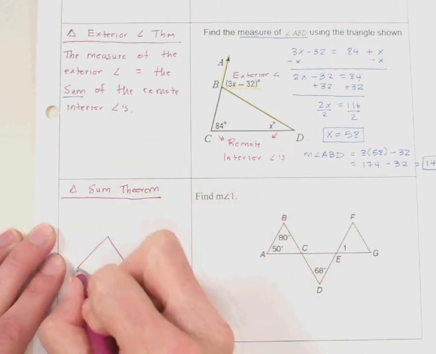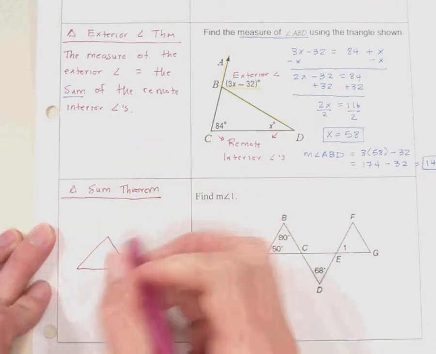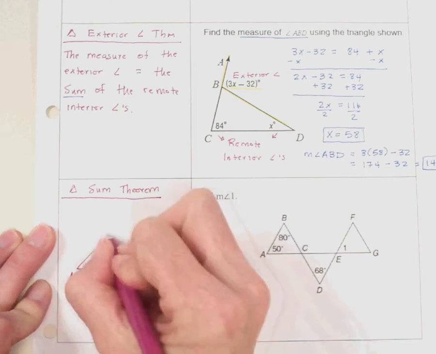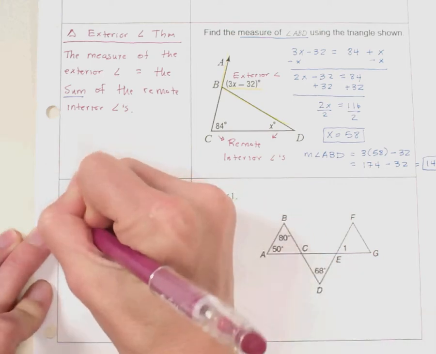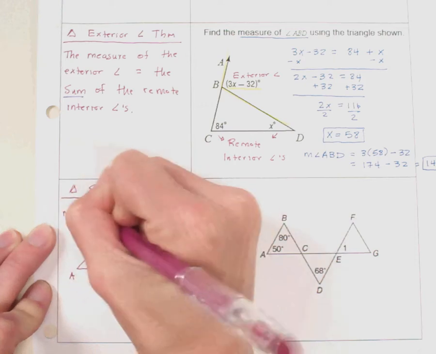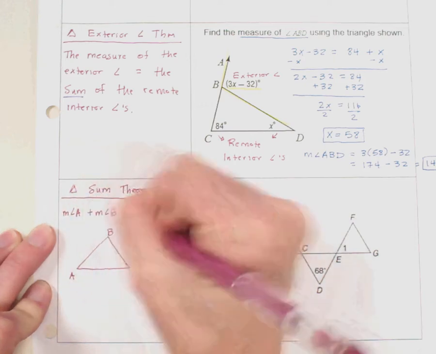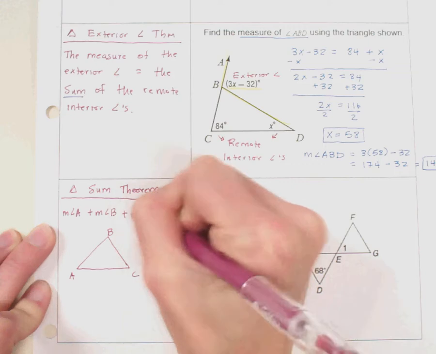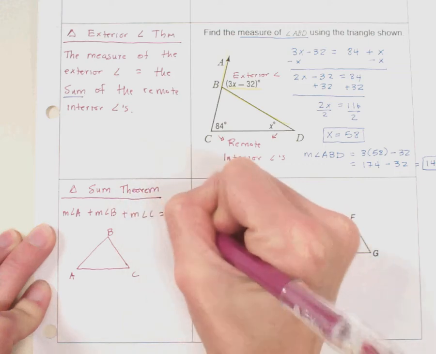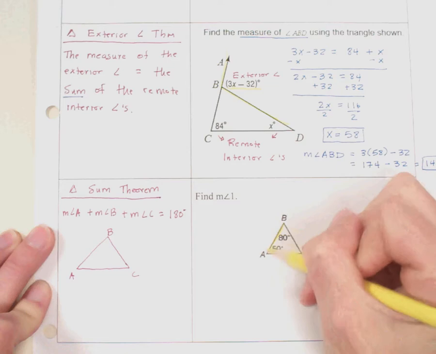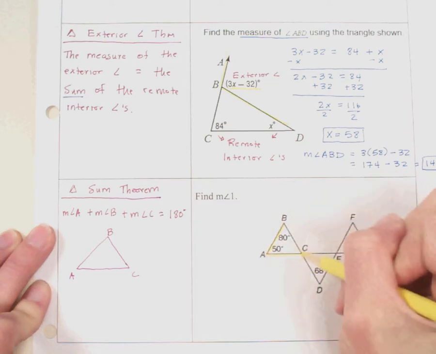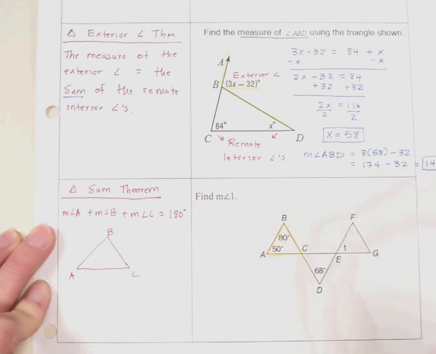To put that in symbols instead of words this time, if I have triangle ABC, then I know that the measure of angle A plus the measure of angle B plus the measure of angle C is equal to 180 degrees. Now, in order to find the measure of a missing angle, I need two of the three angles. So here I have triangle ABC, and I know two of the three angles.